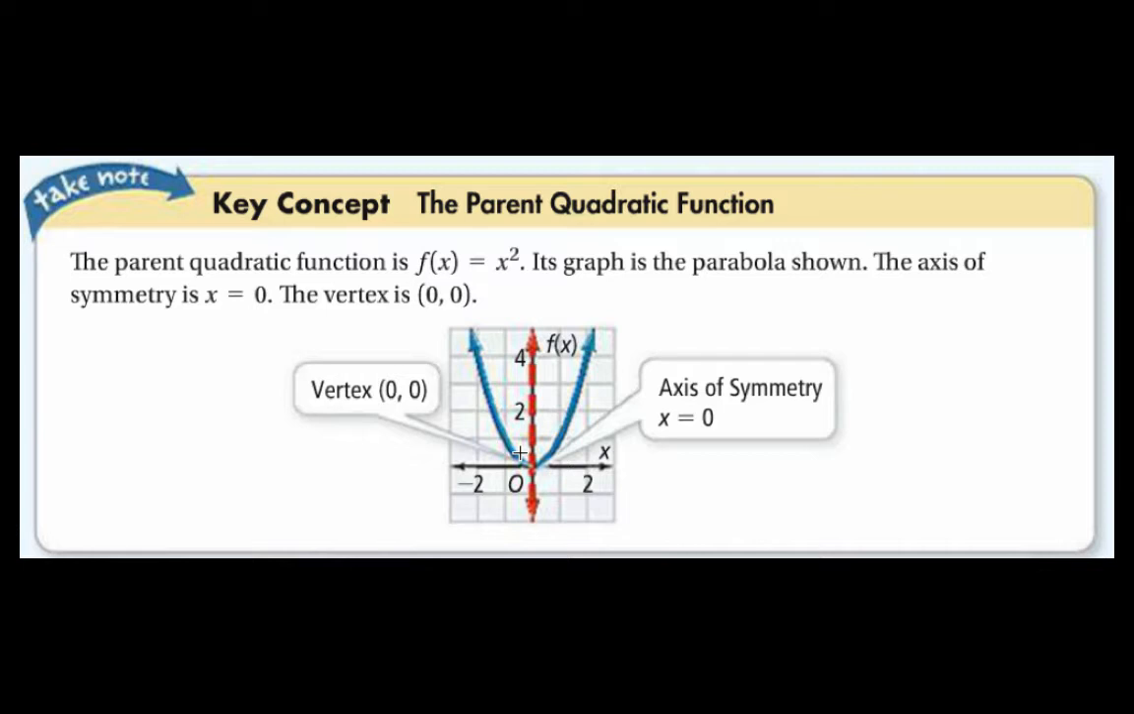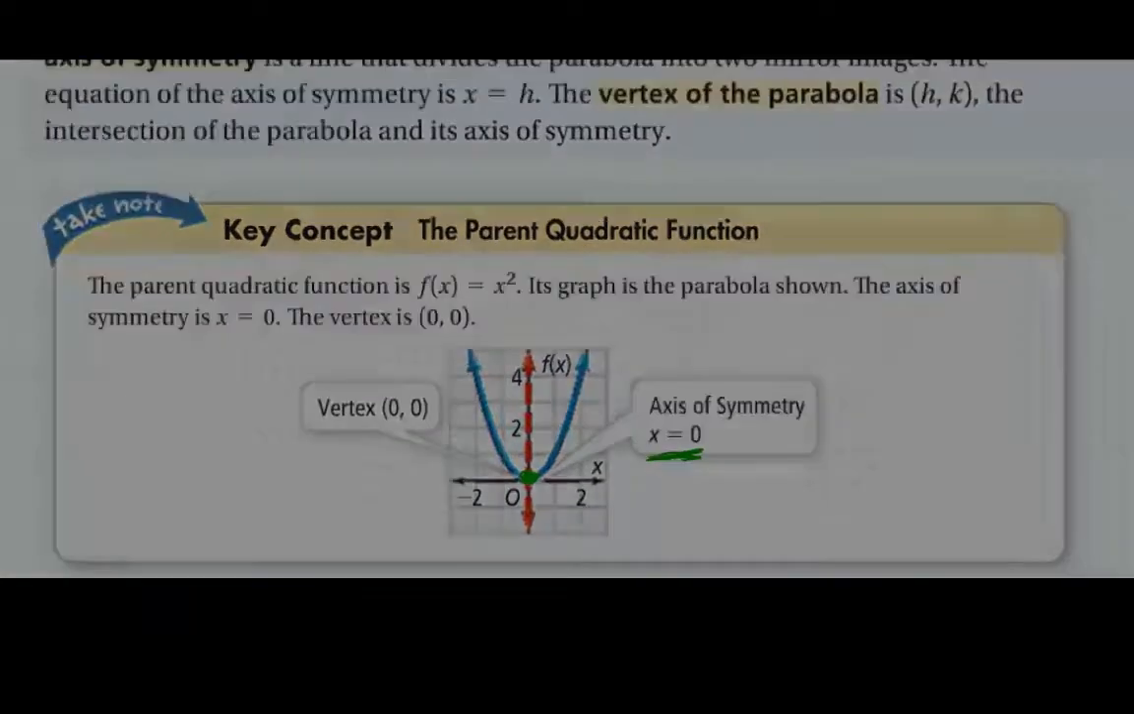Okay? And the equation here, x equals 0, comes from the x-coordinate of the vertex. The x-coordinate of the vertex is 0. And we're talking about a vertical line that goes through that vertex. Vertical lines are x-only equations. So that's why the axis of symmetry is always going to be x equals a number, and that number is just the x-coordinate of the vertex.